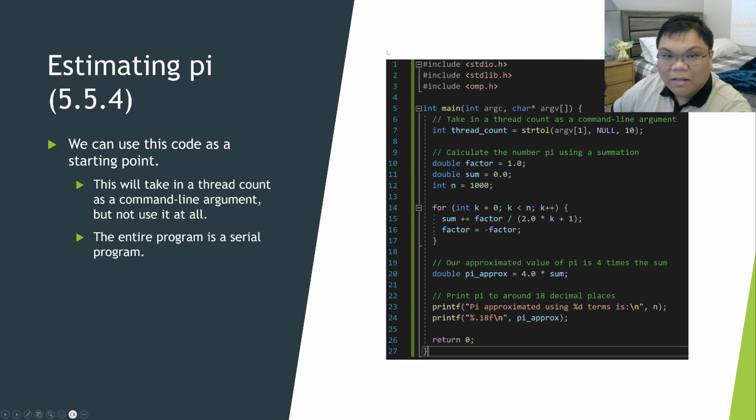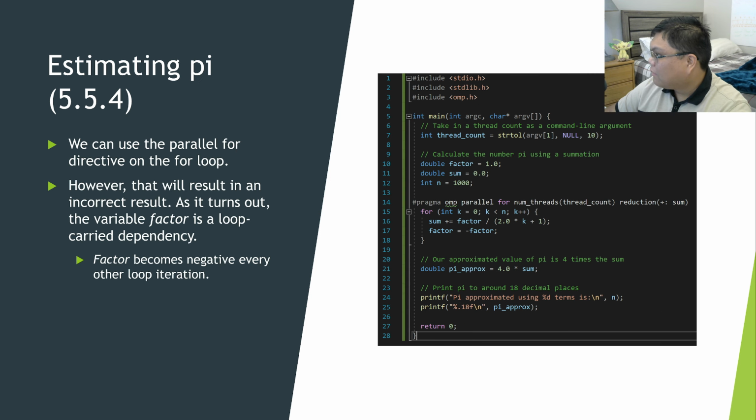We are not concerned with math, we are concerned with making a program that does math. So this program is your starting point, and it is a serial program. What we can do is add in our parallel directive, pragma omp parallel for, num_threads(thread_count), and then we declare our reduction operator and our reduction variable.